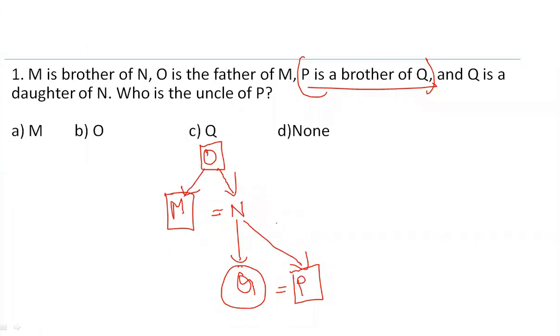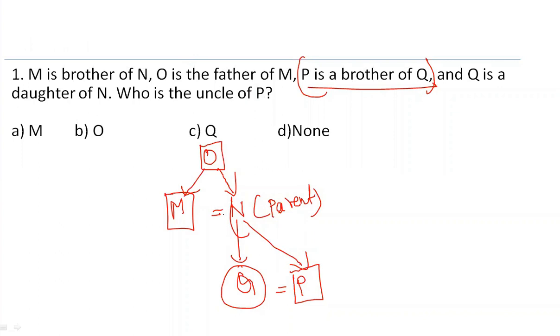Who is the uncle of P? N is nothing but a parent, guys. Whether N is father or mother, we don't know. Simply you can say that N is a parent to Q and P. Uncle means mother's brother or father's brother. So here the gender of N is not known to me. Ma'am, how can we answer then?